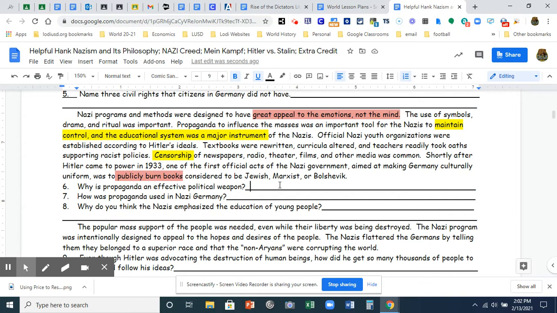Okay, let's answer these. Why is propaganda an effective political weapon? Propaganda is an effective political weapon because it appeals to people's emotions, not to their intellect. People prefer to rely on their emotions rather than their brains. How was propaganda used in Nazi Germany? It was used with symbols, drama, and ritual to maintain control with the education system. So you're going to have to mix both of those in.